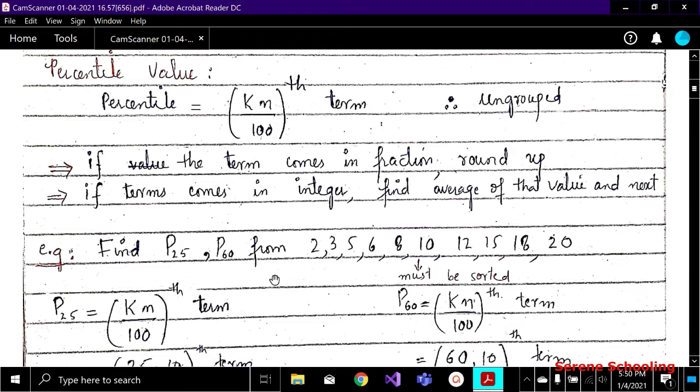It is not easy to understand just verbally. So one thing you have to remember is, if the term comes in fraction after solving this, we have to round it up, not round off but round up. If the term comes in integer, we have to find the average of that number and the next number. And now we are going to see this percentile value by example.